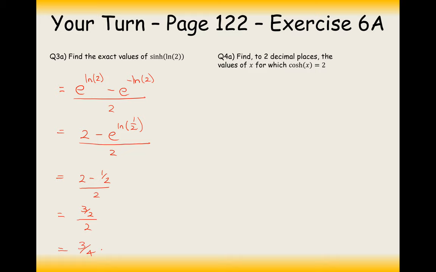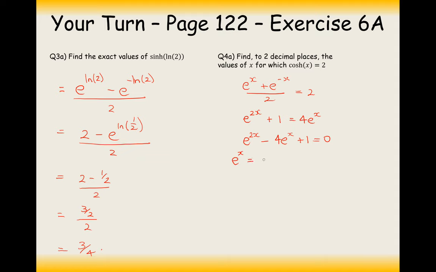And question 4a, find to two decimal places the value of x for which cosh x equals 2. Well, let's set the exponential definition e to the x plus e to the minus x over 2 equals 2. The next thing to do will be to multiply both sides by 2 and then multiply both sides by e to the x. So I'll do that in one step. E to the 2x plus 1 equals 4e to the x. Let's group everything on the same side. E to the 2x minus 4e to the x plus 1 equals 0. Let's now solve it like it is a quadratic.